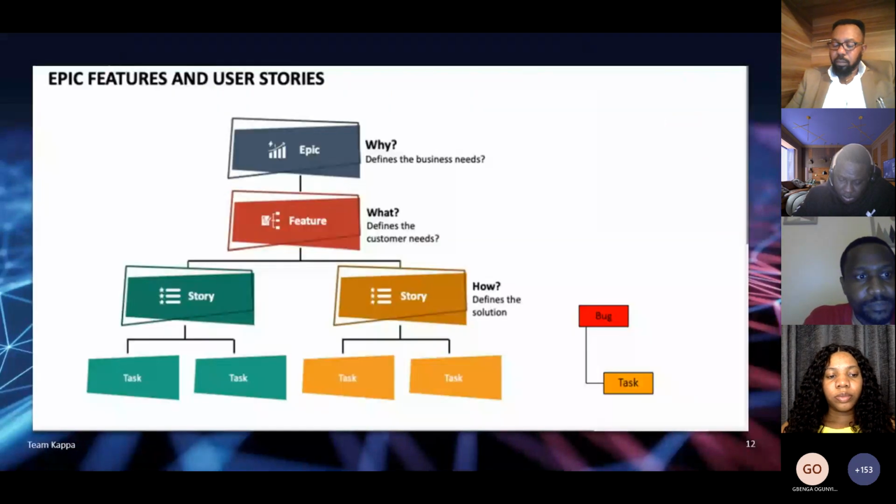Next slide, please. This is showing the relationship between epics, features and user stories. Epic is the top of the line, which defines the business need. From there, we get our features, which define customers' needs, and from the features, we have our user stories. From the user stories, we have the tasks to be developed by our developers. On the side, we have the bugs, which are issues we encounter in the course of this project, which we try to resolve. Next slide, please.